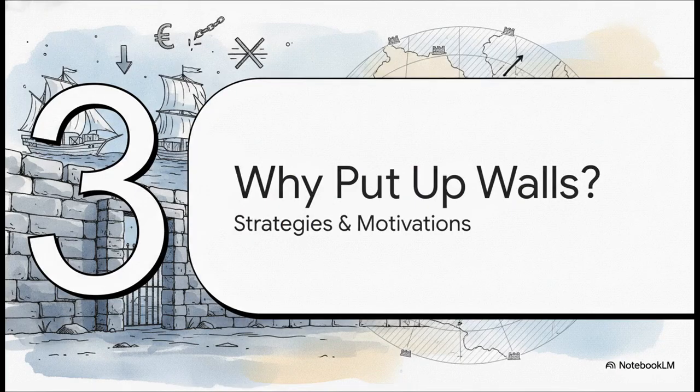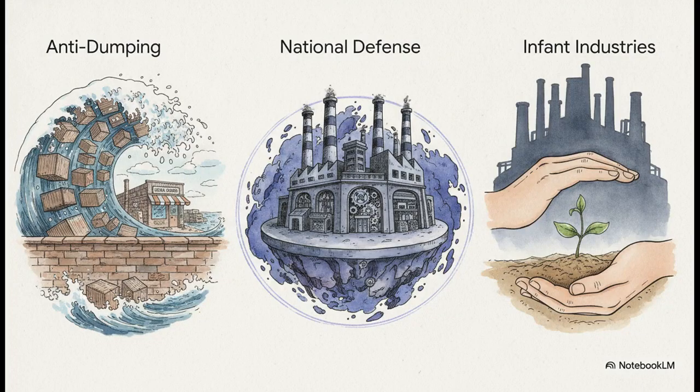Chapter 3. Why put up walls? Strategies and motivations. Okay, so if economists widely agree that free trade is the best way to build global wealth, why do countries keep throwing up these aggressive walls? Well, it's all about protecting their vulnerabilities.